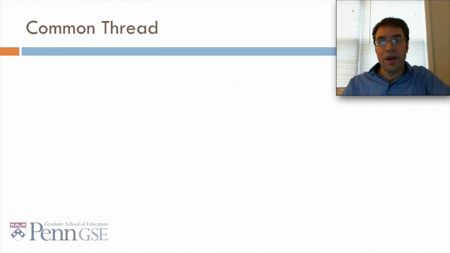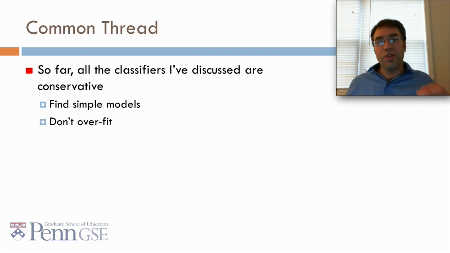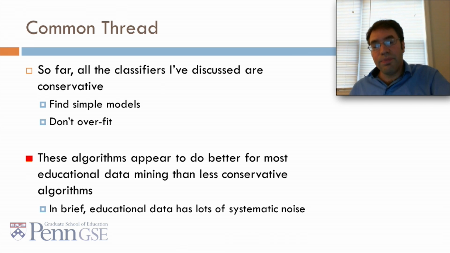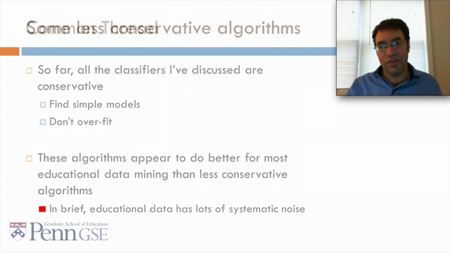A common thread in all these successful algorithms is that they're fairly conservative. They find relatively simple models compared to some other approaches, and because of this, they're not particularly prone to overfitting, where they fit to the noise in the data as well as the signal. These algorithms appear to do better for most educational data mining than less conservative, more aggressive algorithms. In brief, that's because educational data has a lot of systematic noise.